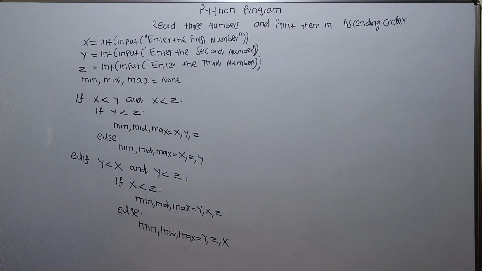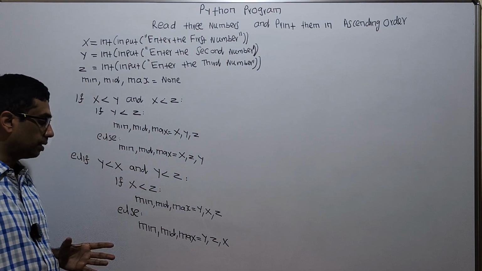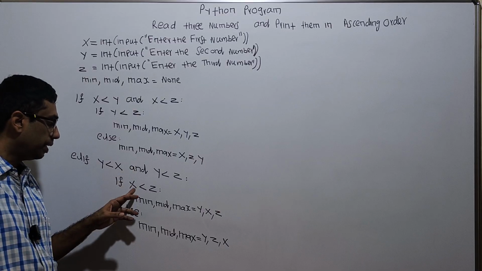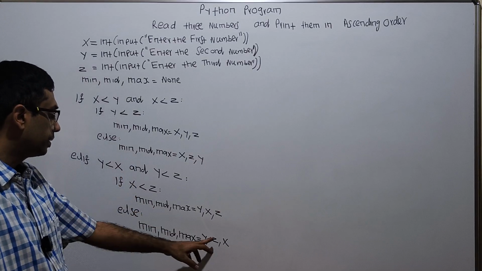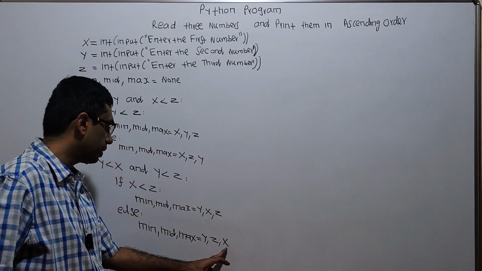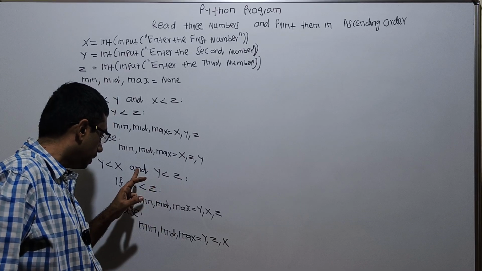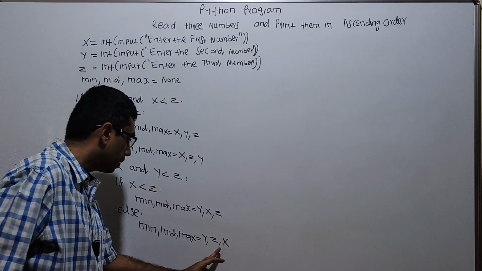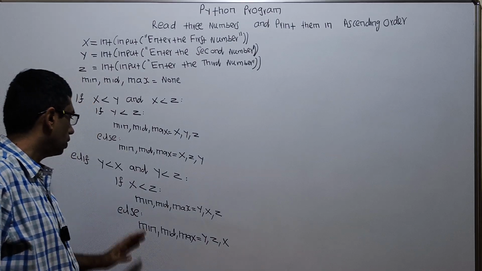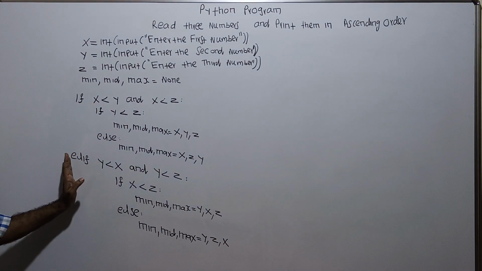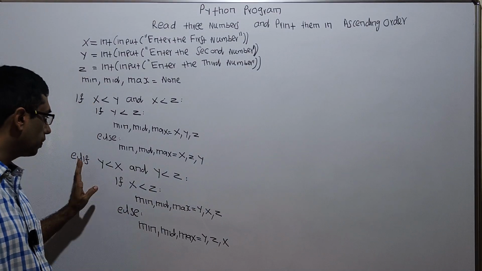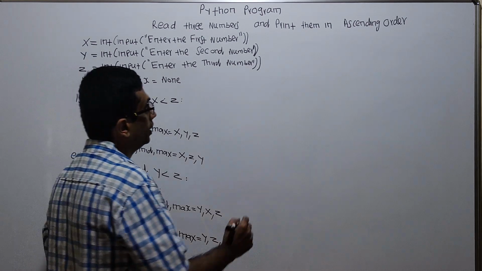So y is the minimum, no doubt. x less than z is false. In this case, what does it mean? x is greater than z. That's why z is the mid, and x is larger than z and y. That's why x is the maximum. So the elif condition, if this is true, then only the statement will get executed. If this is false, the control will come to the next statement.